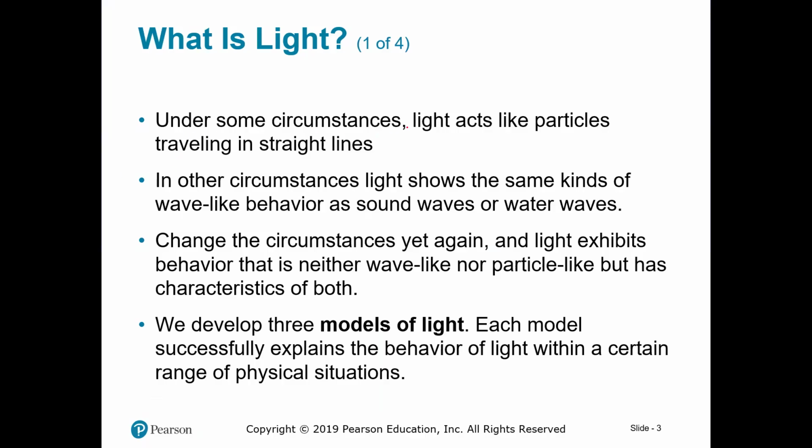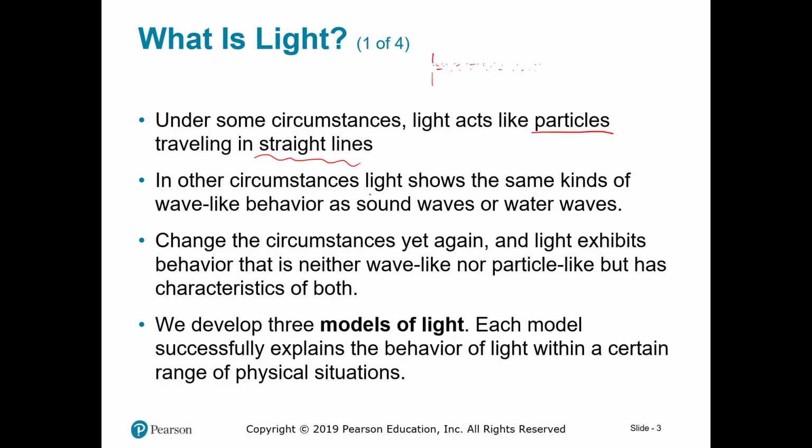Under some circumstances, light acts like a particle, because it travels in a straight line. So sometimes people assume light consists of small particles. If you have a flashlight passing through a small hole, the light goes this way, right? It all goes straight, so you can also assume small particles are traveling.